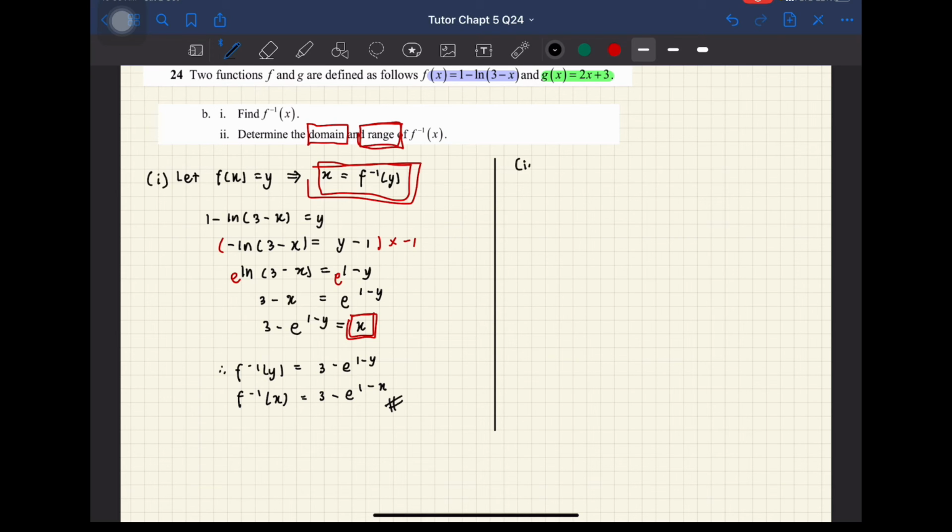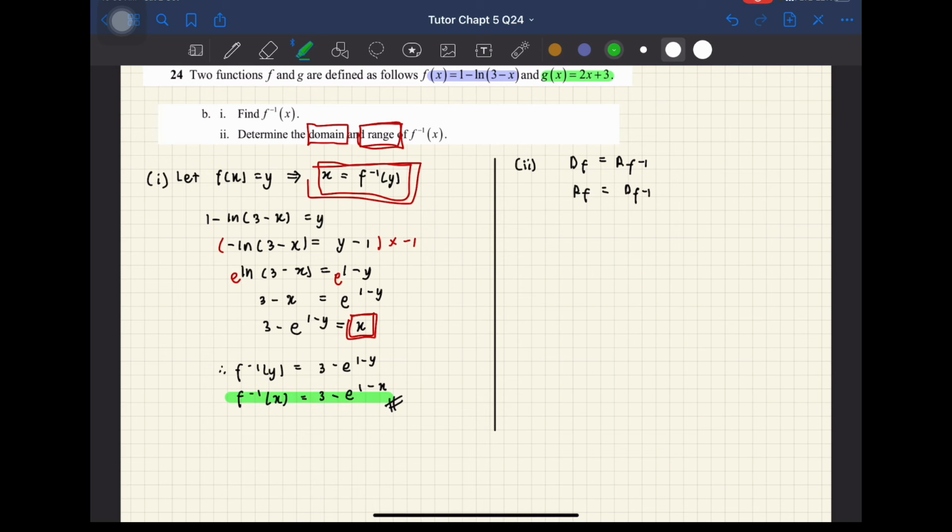Okay, so second part, kita tahu the domain of F will be equal to the range of F inverse. Okay, and then the range of F will be equal to domain of F inverse. Okay, so ini adalah information yang kita tahu. Okay, so sama ada kita guna ataupun tidak, kita akan tengok. Alright, so let's try to find the domain and also range for this one. Cari domain dengan range dia.